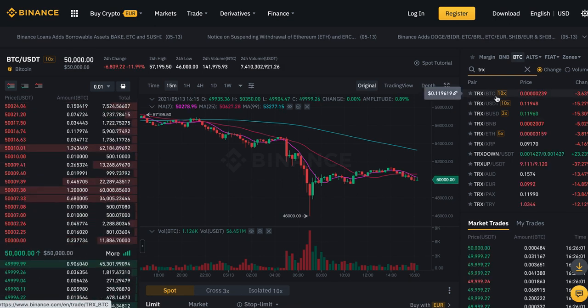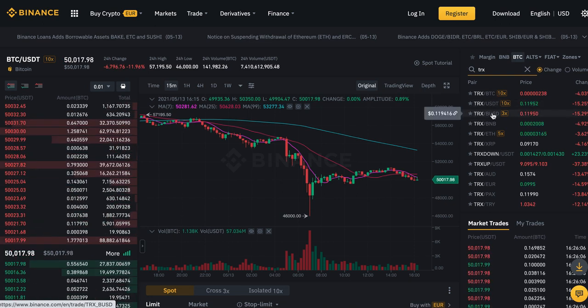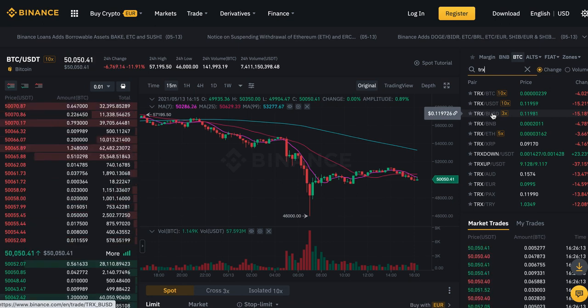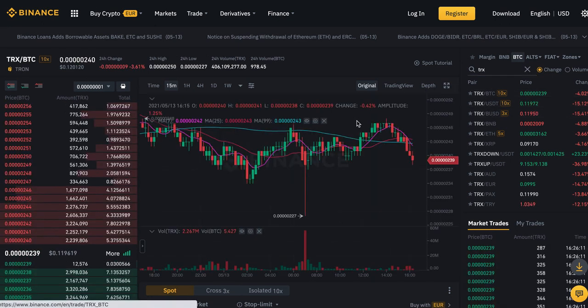Now, I can either buy TRX against Bitcoin, USD Tether, BUSD. It doesn't actually really matter that much. Like, it's very, very small differences. And if you've got a small account, I wouldn't even care. I just pick the first one that you see. But obviously, if you're going to buy TRX against Bitcoin, you actually have to own some Bitcoin.